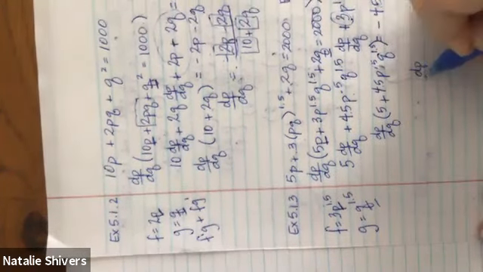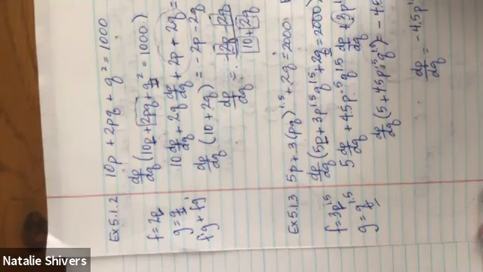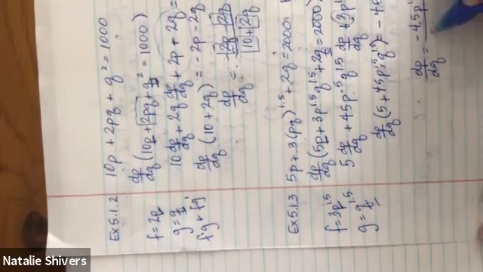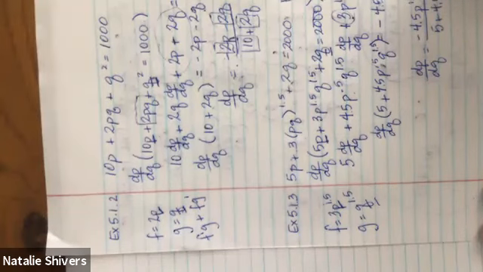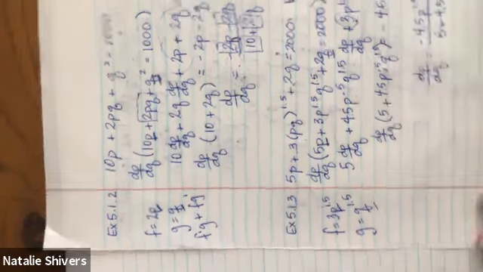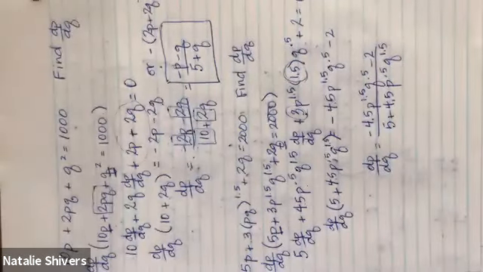So dp/dq equals negative 4.5 p^1.5 q^0.5 minus 2, over 5 plus 4.5 p to the positive 0.5 q to the positive 1.5. And that's my, oops, sorry that you guys couldn't see that. That's my very messy answer.